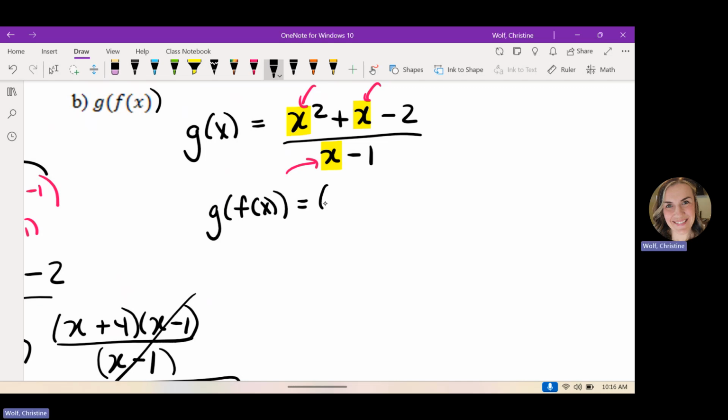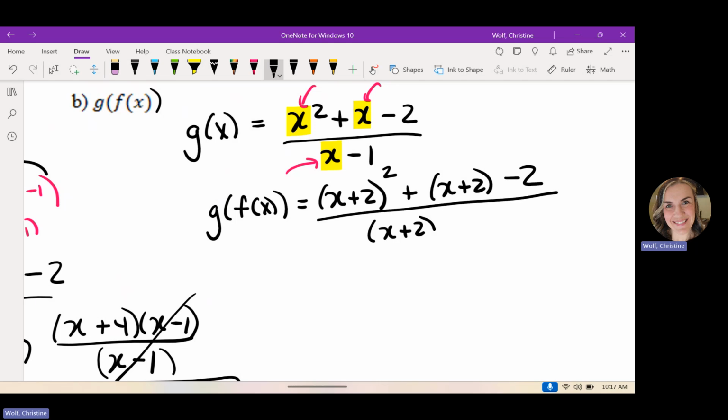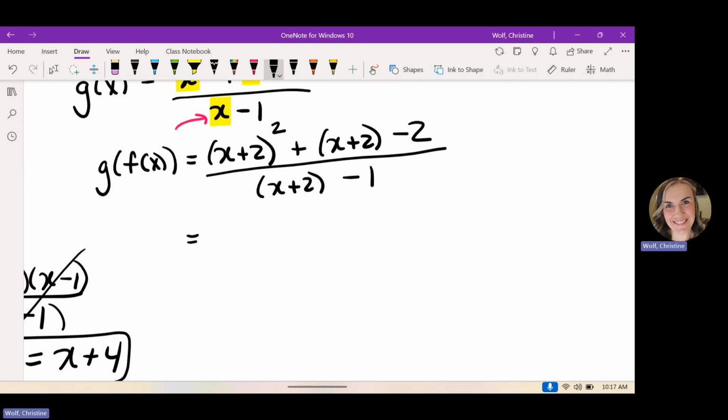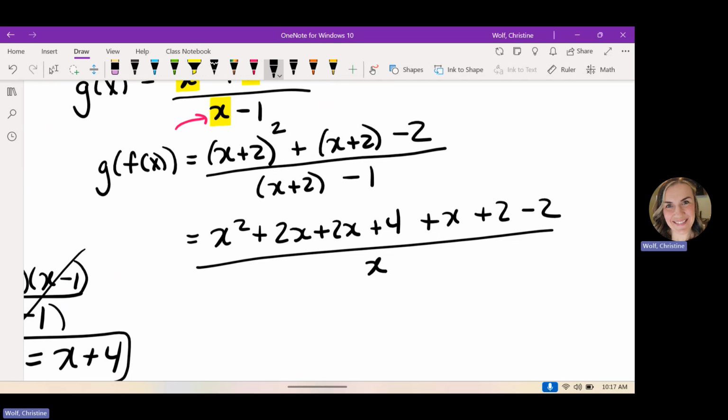So it's x plus 2. Oh, gross. My first thing I see is I have an x plus 2, and then I still have to square it. I'm going to FOIL. But then I just have a regular x plus 2, and then I have that minus 2. On the bottom, I just have an x, so x plus 2 minus 1. FOIL first. x squared plus 2x plus 2x plus 4. And then the plus x plus 2 minus 2. I'm just going to drop the brackets on the bottom. 2 minus 1 is 1. I just cleaned up the bottom a little bit too.